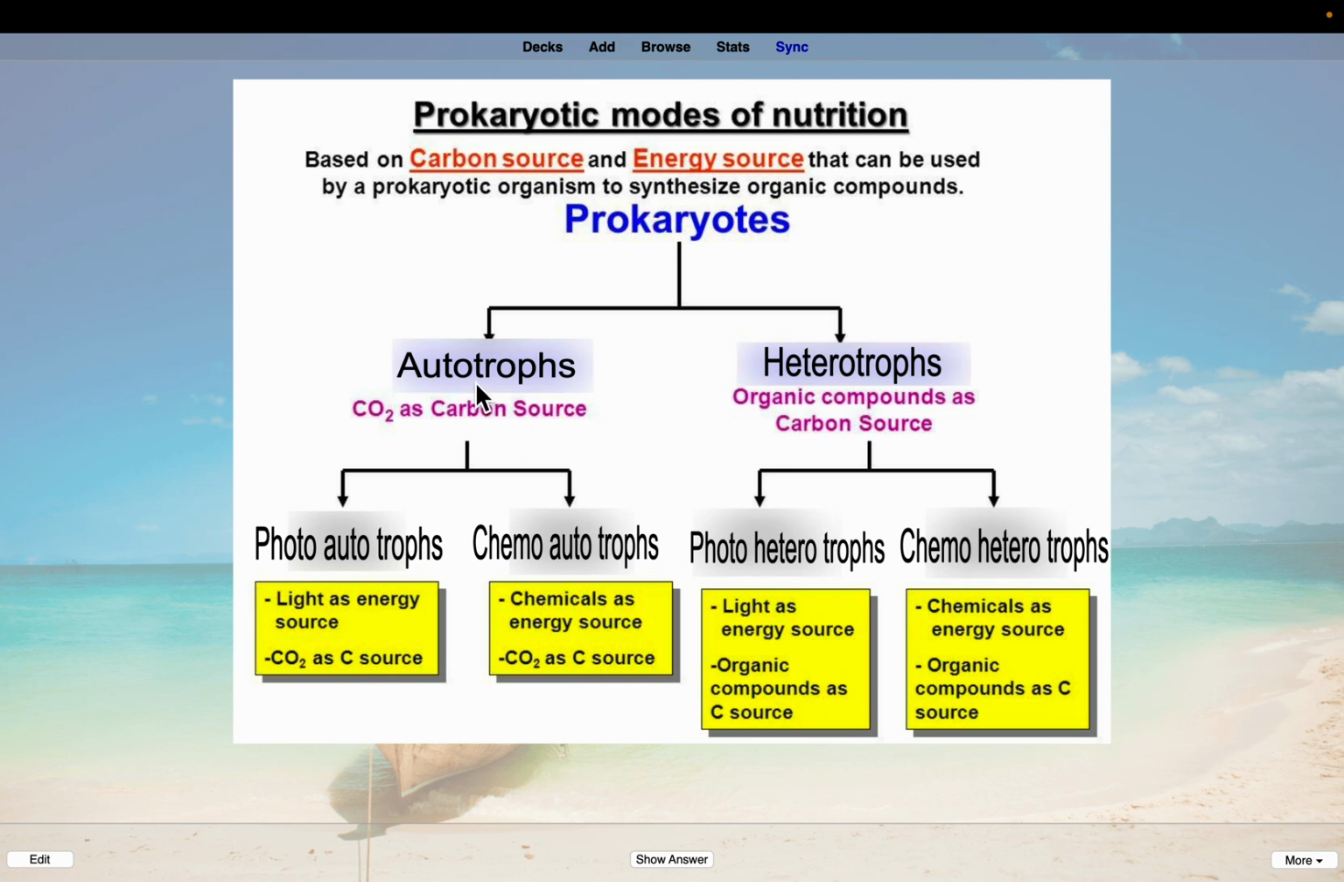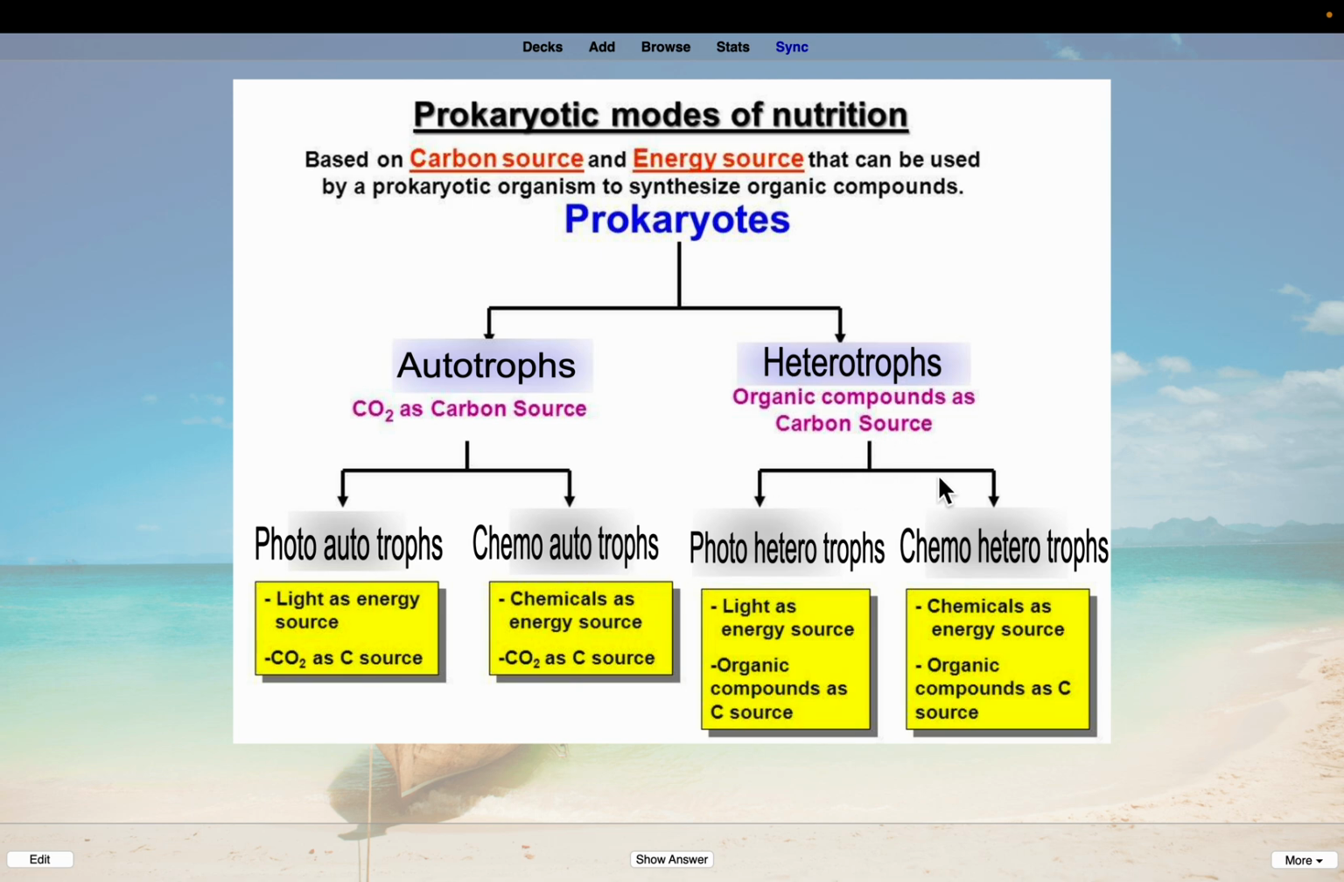For autotrophs, we have photoautotrophs and chemoautotrophs. Basically, these two have in common the characteristic of having CO2 as the main carbon source, perhaps the sole carbon source. But for photo, from the word photosynthesis, light is used as an energy source. For chemo, chemicals are used as the energy source.